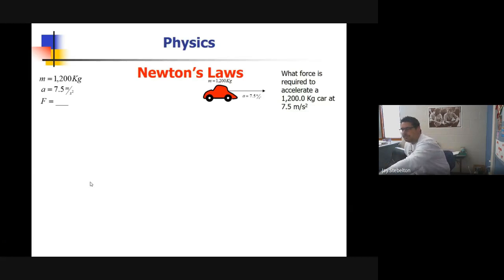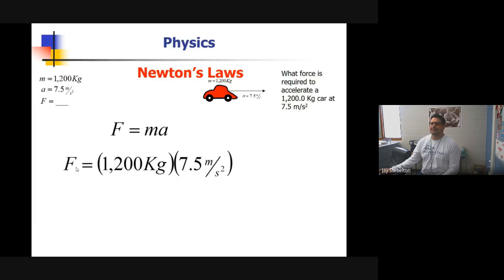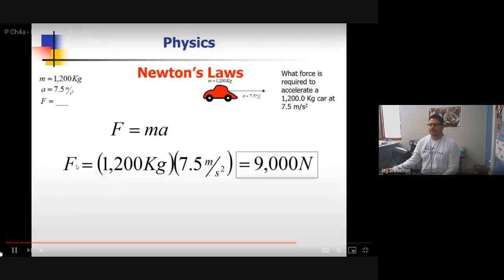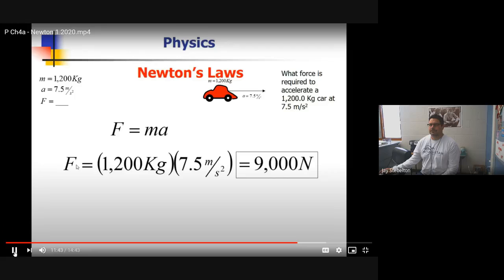Well, the deceptively simple Newton's second law equation says F equals ma. Do I have to do any algebra? Well, not yet. Good. It's always a good day when I don't have to do algebra. So lastly, grab your calculators, go. What force was applied to that car to get it to accelerate? 9 kilonewtons, 9,000 newtons, which is a lot of force.